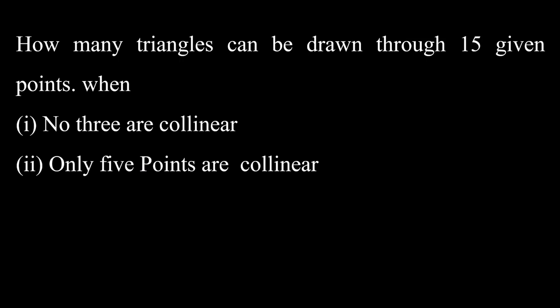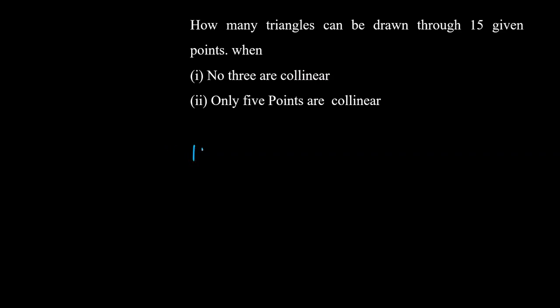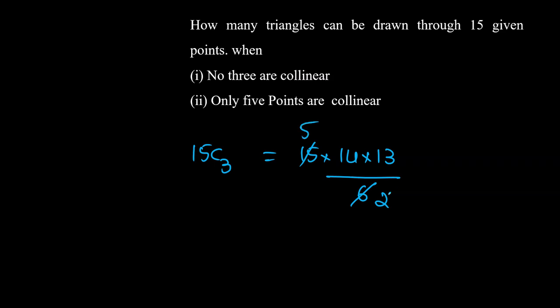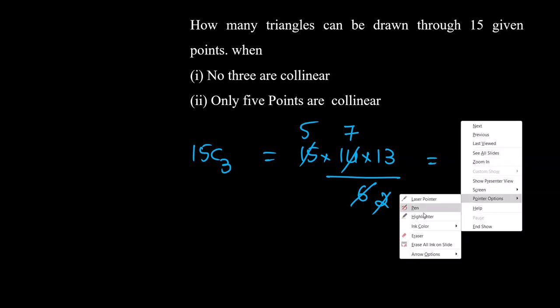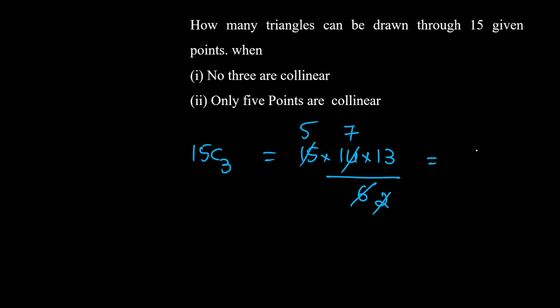So now, triangle, same data. First question answer, as you mentioned, 15C3, which is 15 into 14 into 13 divided by 6. 3 cancels 2 times, 3 cancels 5 times. This is 35 into 13, or 91 into 5, which is 455. First one answer. Second one, apply this shortcut in the exam.